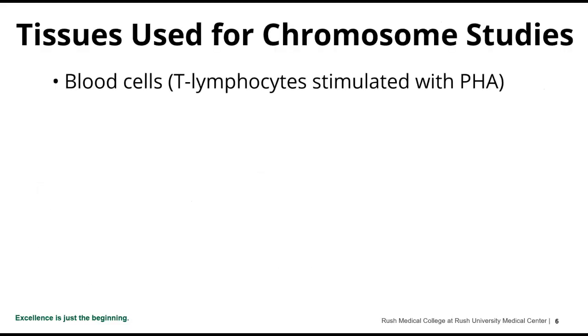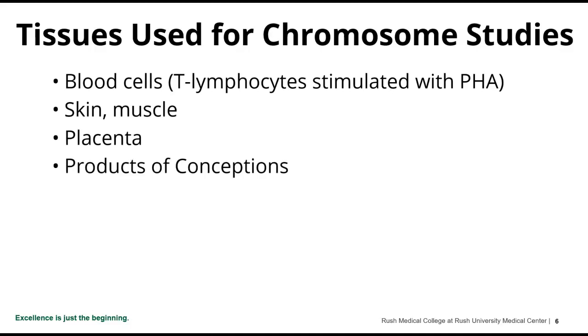So tissue, basically anything with a nucleus. In blood cells, T lymphocytes stimulated with PHA. Skin or muscle, we have to culture these. Placenta. When the egg and sperm get together and divide, and it's 16 cells, 3 cells become the embryo. The placenta are the other 13 cells that make the placenta, that are from the conception. Products of conception, when someone has a pregnancy loss, whatever is excreted, and that can include placenta, fetus, whatnot.